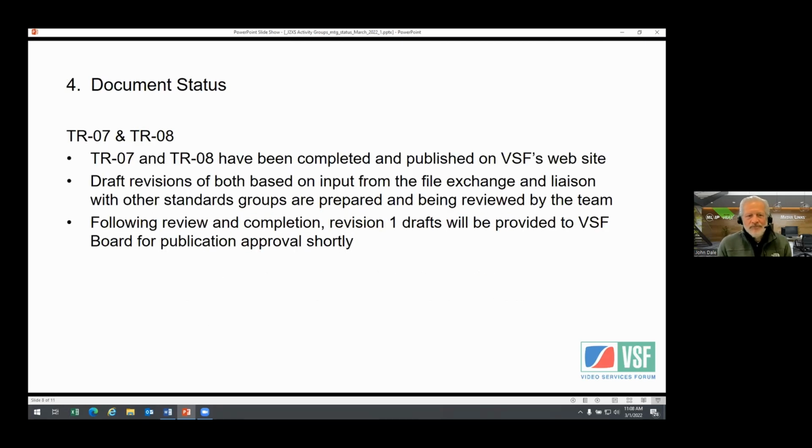So what we'll be seeing is that TR-07 and TR-08 are both going to have a revision 1. Their current versions are published on the VSF website. The draft revisions are based on the input from the file exchange and our liaison with the other standards groups. And following the review and completion of the revision 1 drafts, they will be provided to the VSF board for publication approval and published shortly. And we expect that probably within the next couple of weeks, we will have those revisions published.